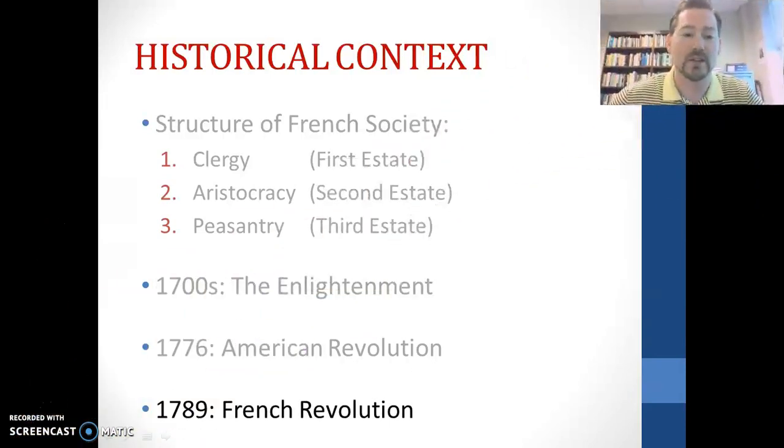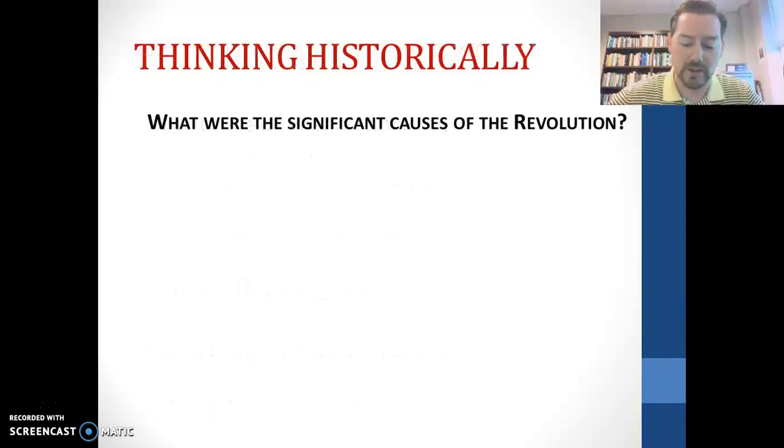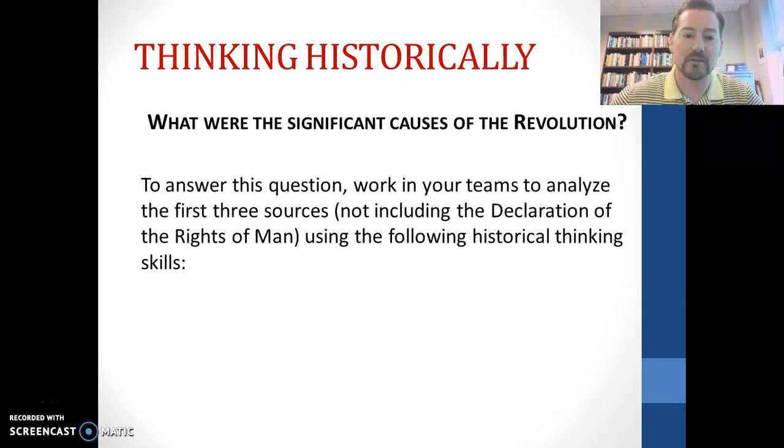That's when it begins. Now, what I'd like for you to do, we have our teams now. So something you can think about when you look at these primary sources related to the French Revolution. There are three different ones. And when you look at them, think about how you could address this question. What were the significant causes of the revolution?